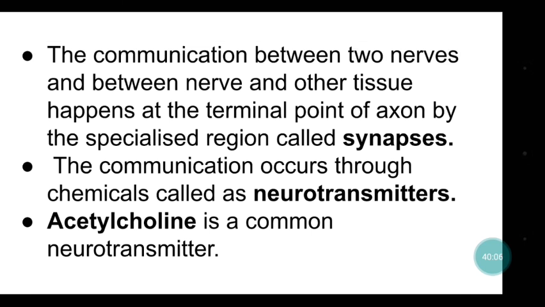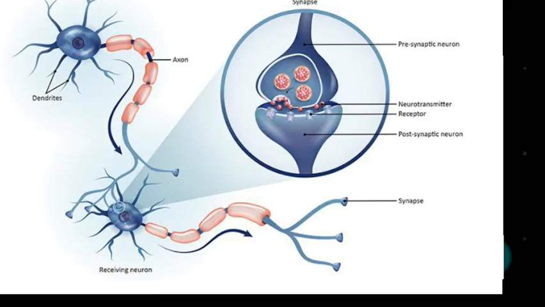Here you can see the communication between two nerves, and between nerves and other tissue, happens at the terminal point of axons by a specialized region called the synapse. This is how the signals are transmitted.